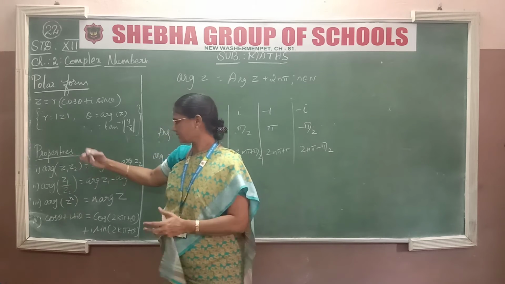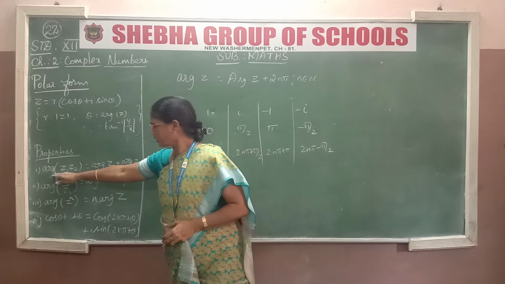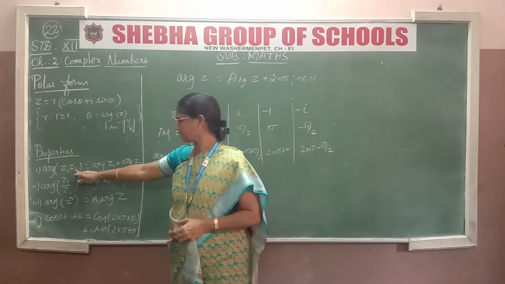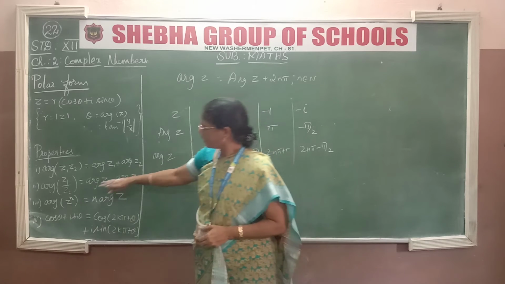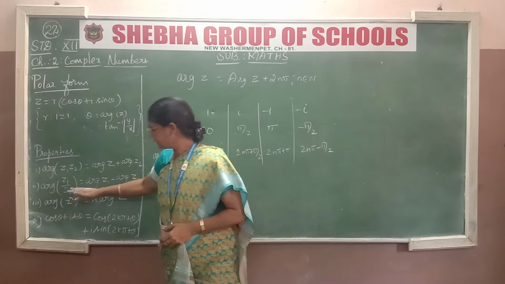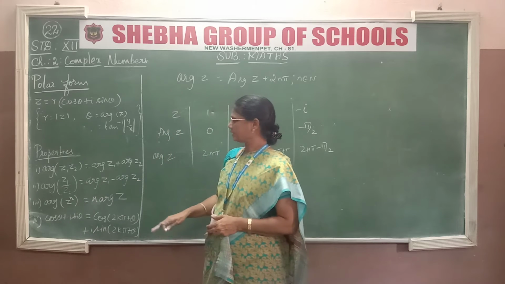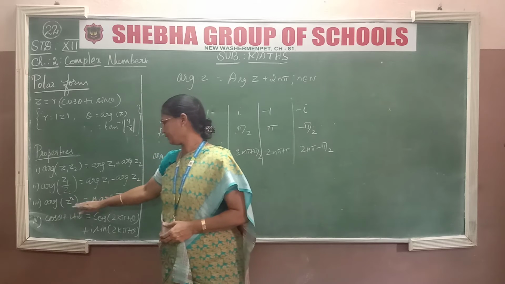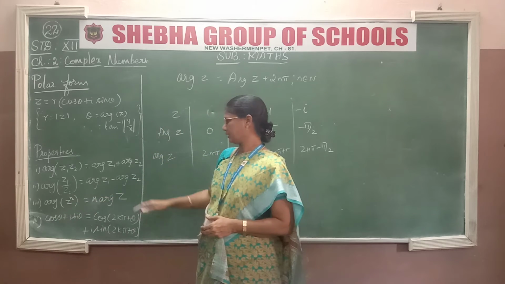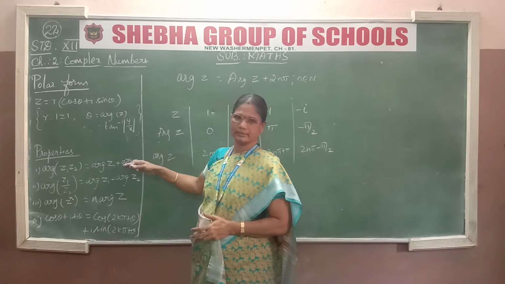Next, properties in the polar form. Some properties of argument are given. Argument of z1 into z2 equal to argument of z1 plus argument of z2. And argument of z1 by z2 equal to argument of z1 minus argument of z2, and argument of z power n equal to n into argument of z. This is same as the law of log, isn't it?